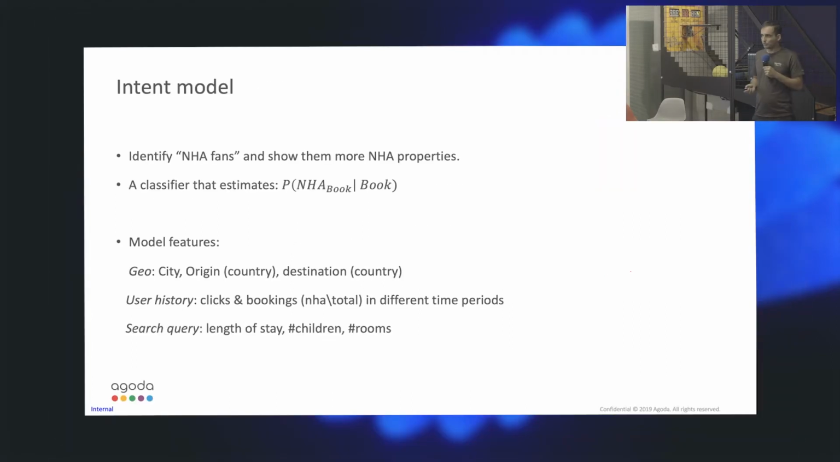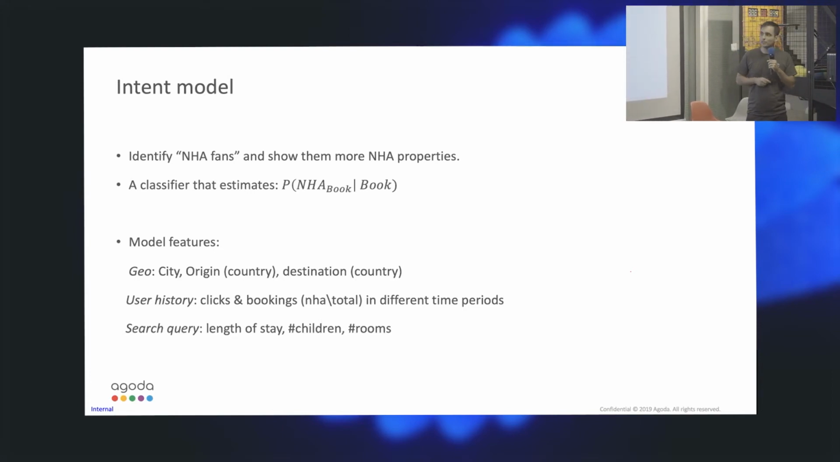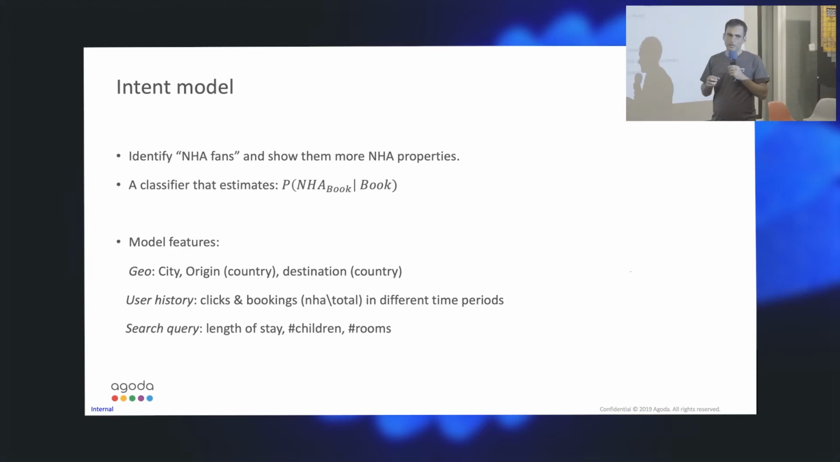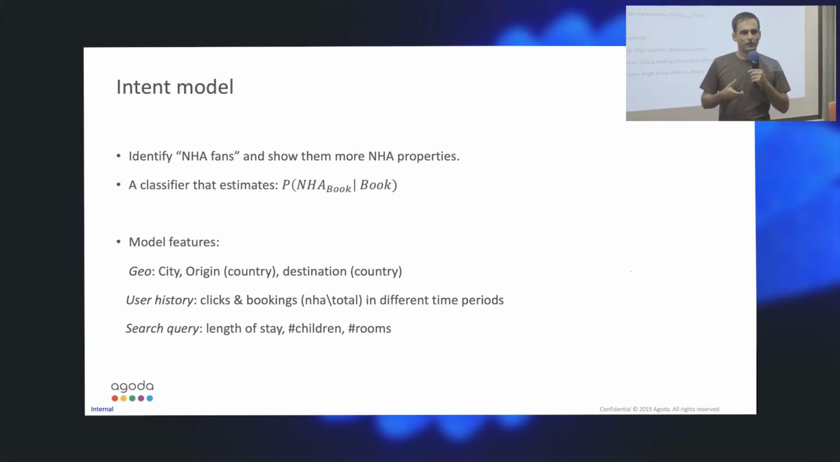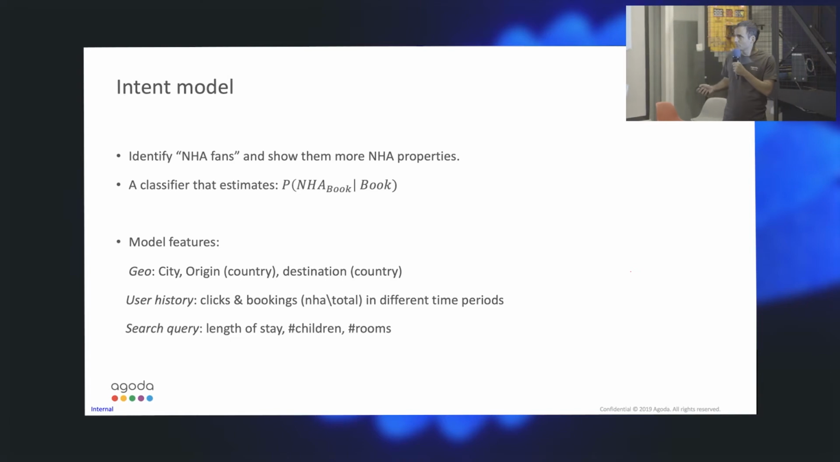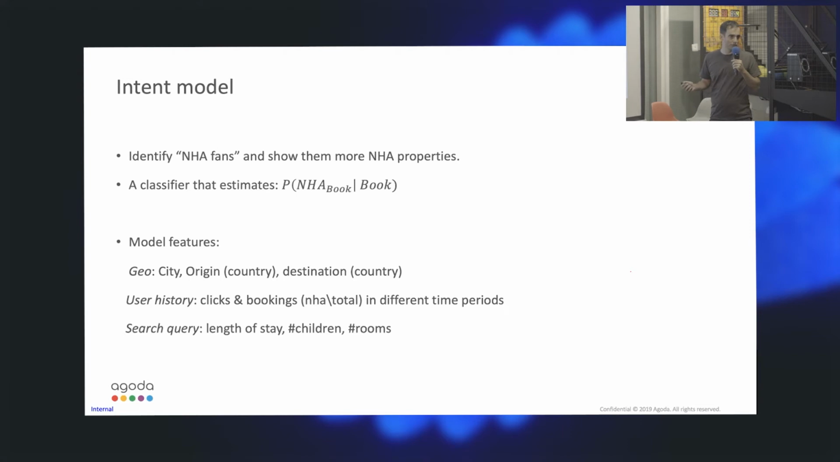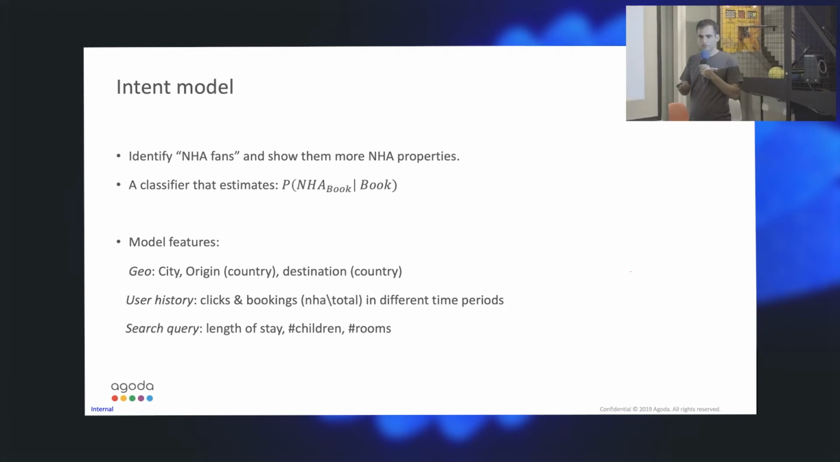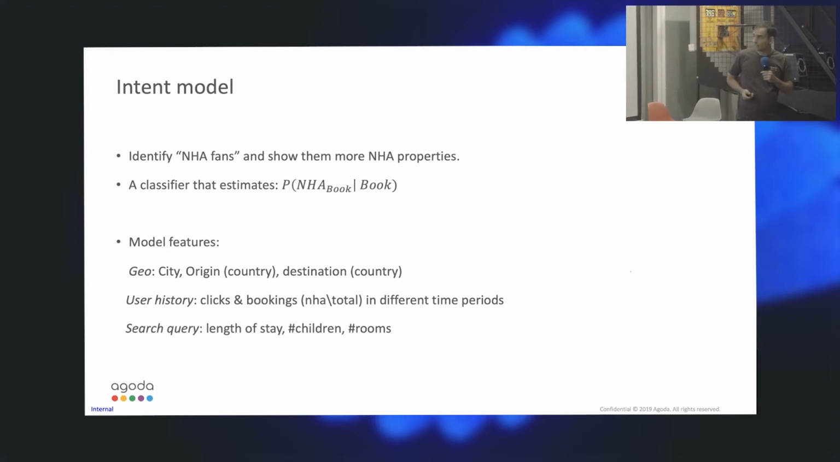The first approach was to create some kind of personalization for NHA. We call it the intent model. Basically, what the intent model does is try to identify NHA-related users, or more precisely, sessions which have a high chance of converting to homes rather than a hotel. This is basically a classifier that estimates that, given there will be a booking, it will be an NHA booking. So the likelihood of the user in this session to book a home rather than a hotel.